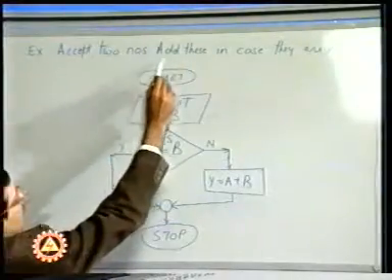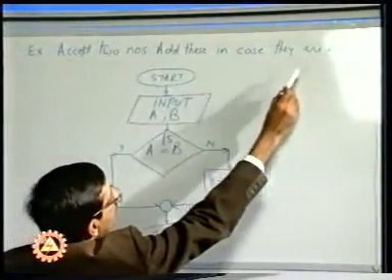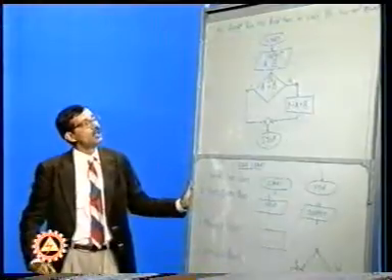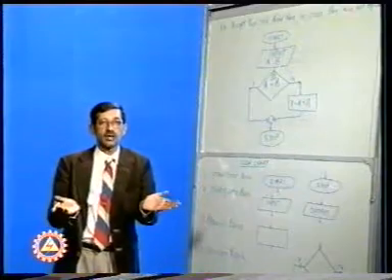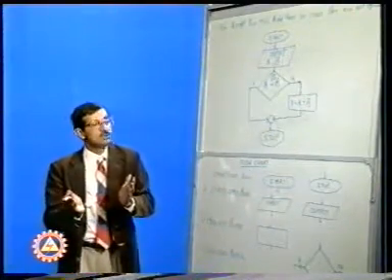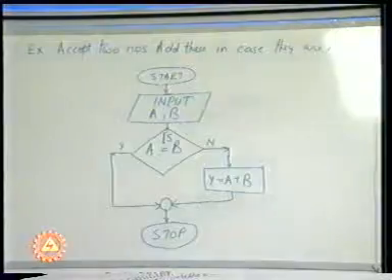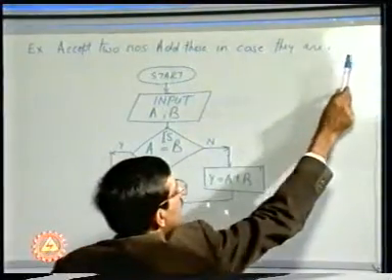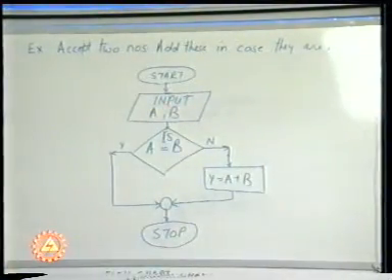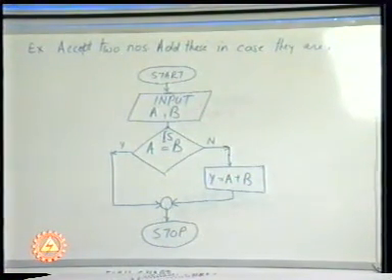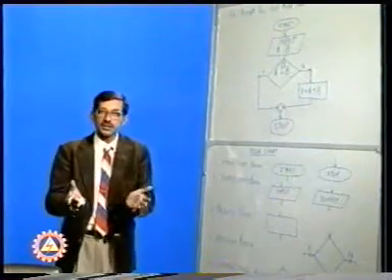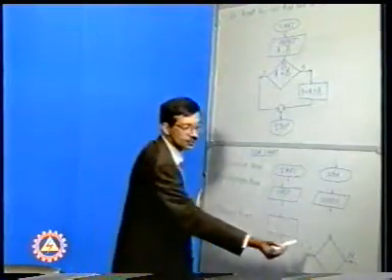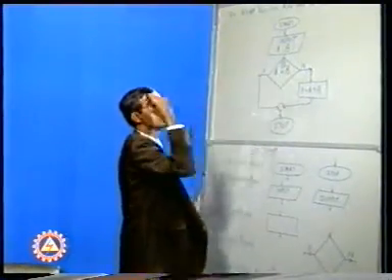The second part of the problem is add these in case they are not equal. Now, this says that I have to check whether A and B are equal or not. In case they are equal, you don't have to do anything. In case they are not equal, then they have to be added together. Now, how do we find out whether they are equal or not? That can be done by comparison. That comparison is going to be on the basis of some decision. For that, we'll use the decision block, and the same has been used here.